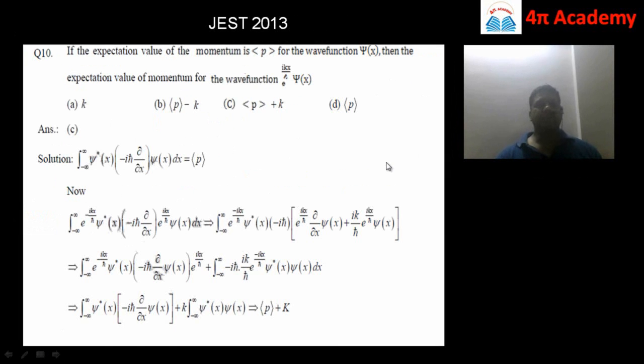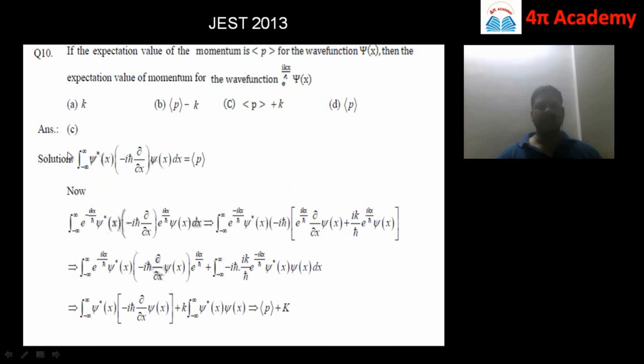Then the next problem is asked in JEST 2013: if the expectation value of the momentum P for the wave function psi of x is given, then what is the expectation value of momentum for the wave function e raised to power ikx divided by h cross, times psi of x? We have solved the problems on expectation value, and you know that the expectation value of momentum can be written as integration from minus infinity to infinity psi star, then the momentum operator, minus ih cross del del x, operated over psi dx.